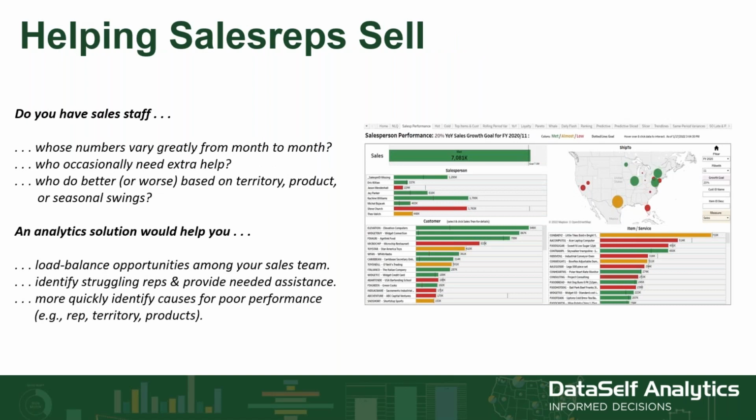And speaking of anticipation, analytics software can help you help your sales reps sell, because some products sell better for some reps. Some reps do better in some territories than others, and still other reps do better during certain times of the year. You can't help your reps if you can't see their problems or their opportunities. Analytics gives you insight into both.